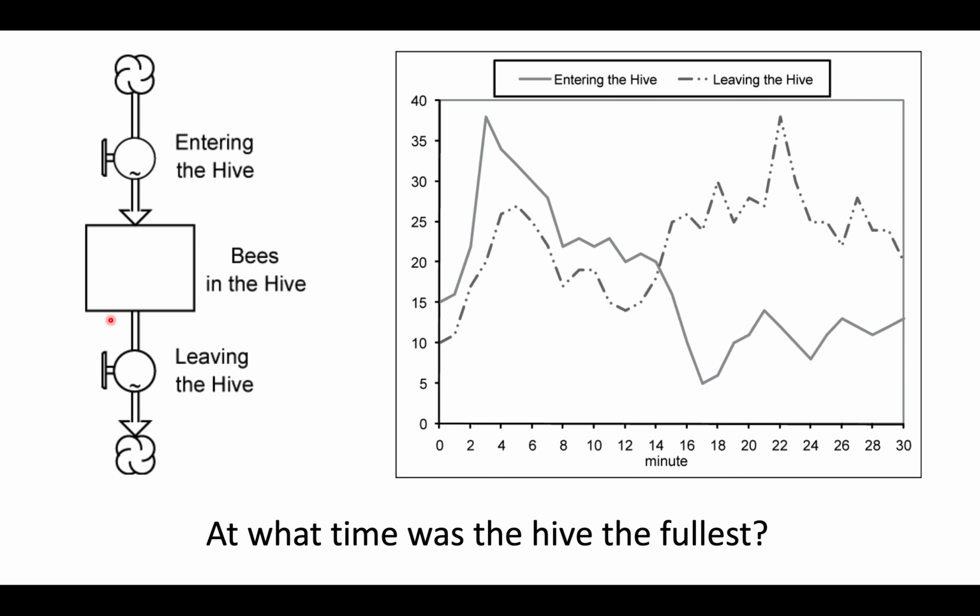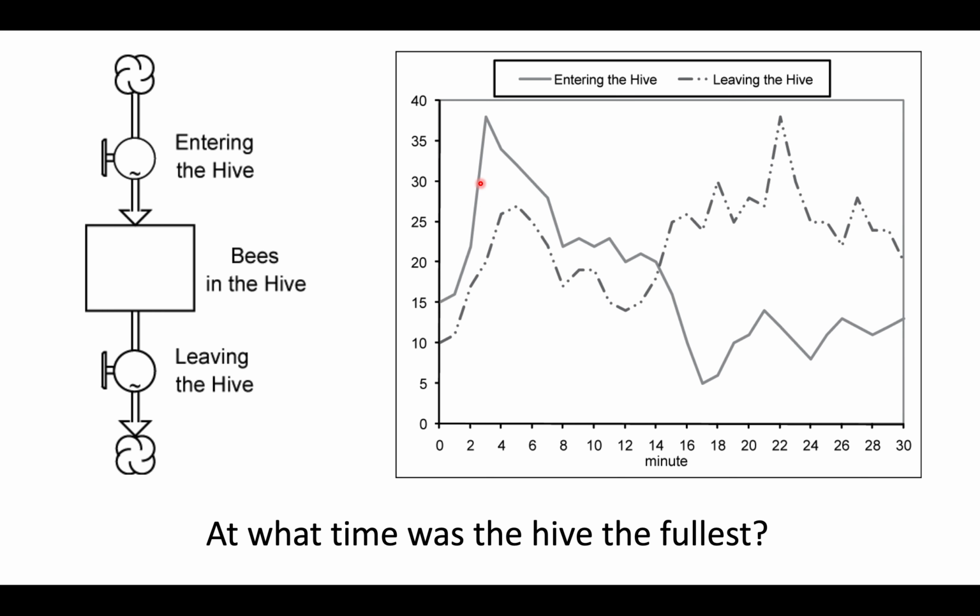All right, so I really like this problem. A very, very simple stock and flow is given here, where I have a stock of bees in a hive. So this could be any stock. And it has an inflow, in this case, bees entering the hive. So it's a rate of bees entering the hive, and this is a rate of bees leaving the hive. And then in this plot over here, it's been plotted in Stella, this solid gray line is the bees entering the hive, and this dash-dotted line is the bees leaving the hive.